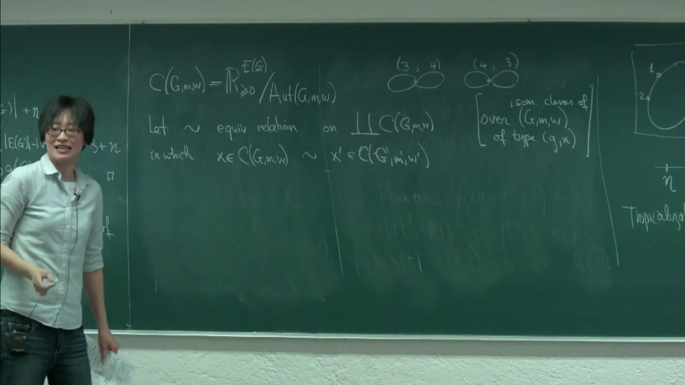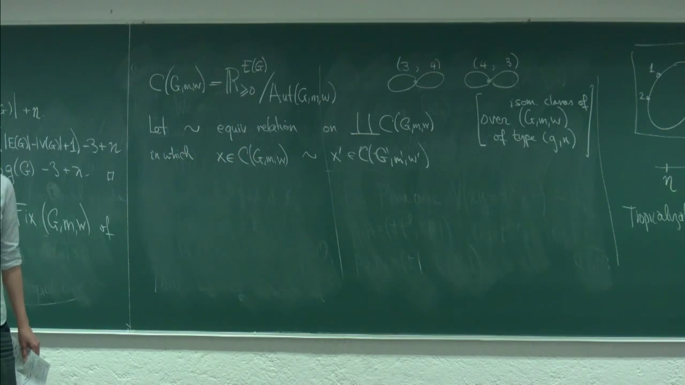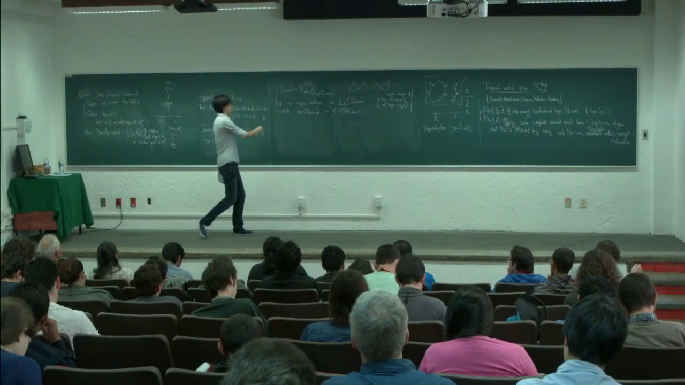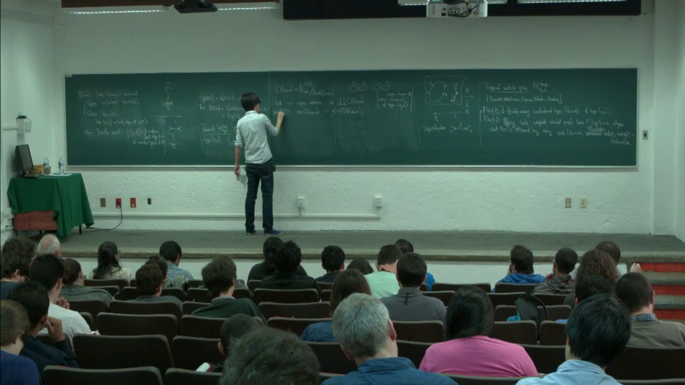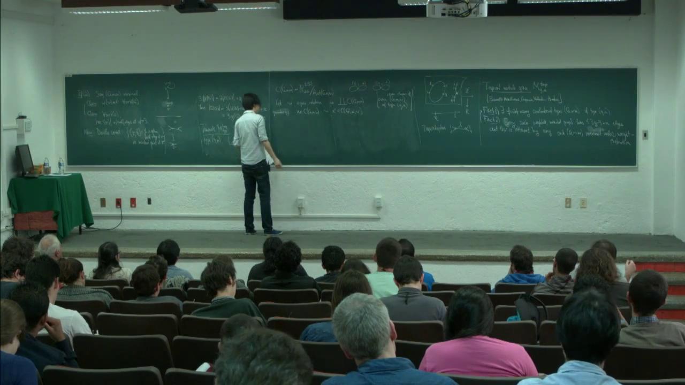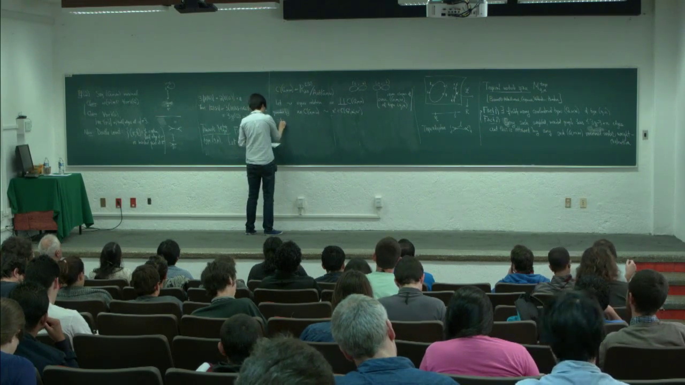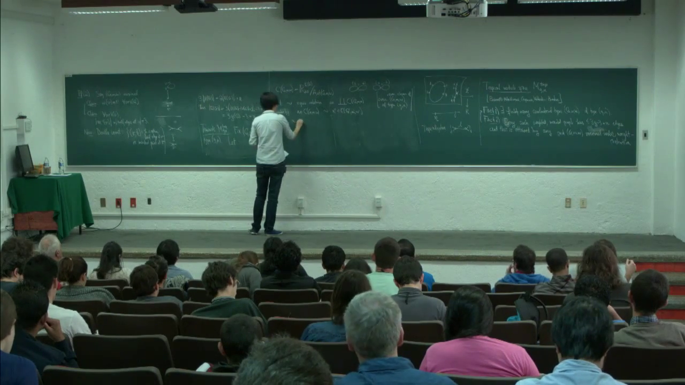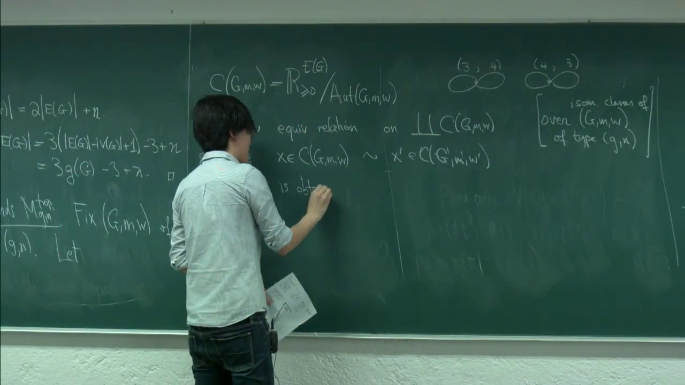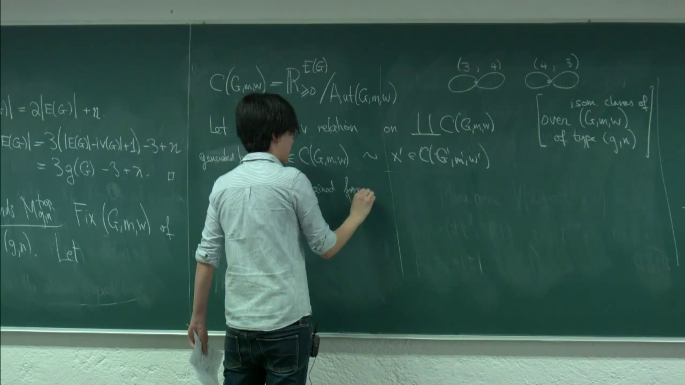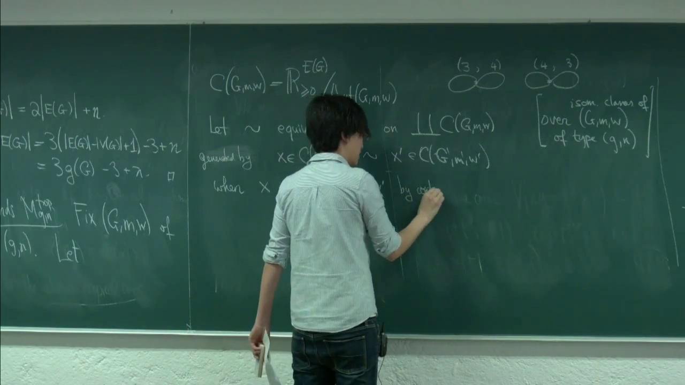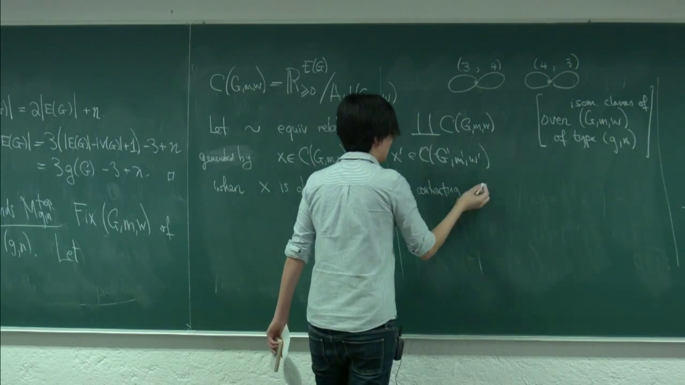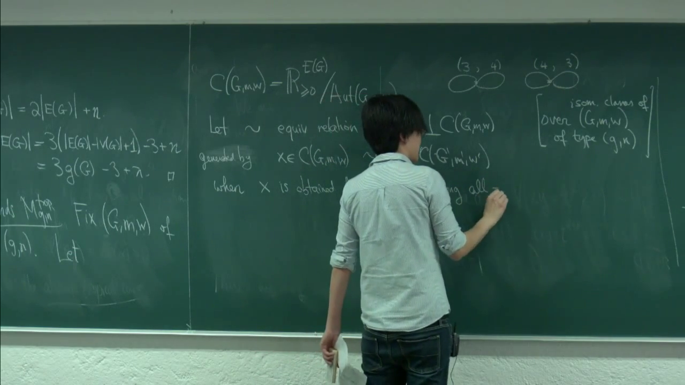Are there any other clarifications or questions? Okay, so we take the equivalence relation generated by identifying two points when x is obtained, say, from x prime by contracting, weight contracting, all zero-length edges.